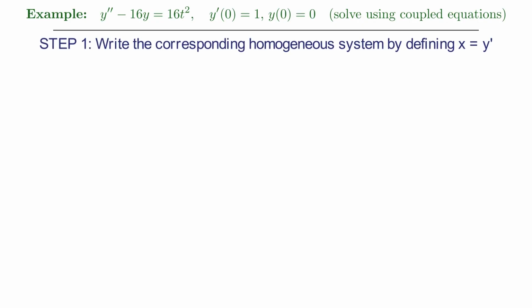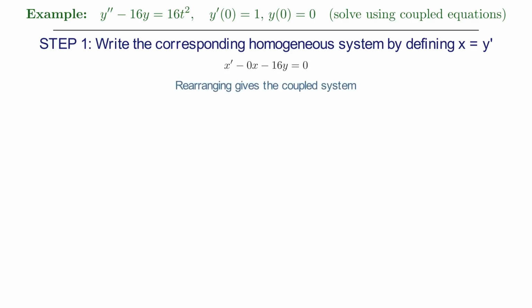So the first step is that we need to solve the corresponding homogeneous equation. To make this into a homogeneous equation, we replace the right-hand side with 0. This gives us y'' - 0y' - 16y = 0. Now replacing y' with x, this means we also replace y'' with x'. We get the equation x' - 0x - 16y = 0.